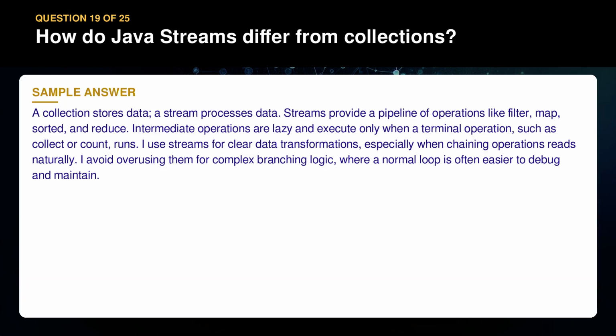A collection stores data. A stream processes data. Streams provide a pipeline of operations like filter, map, sorted, and reduce. Intermediate operations are lazy and execute only when a terminal operation, such as collect or count, runs. I use streams for clear data transformations, especially when chaining operations reads naturally.